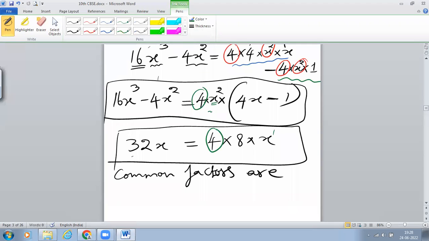The meaning of x square is nothing but x into x. x power 1 is simply only 1x. Now we have 1x common in both the expressions. Therefore, the common factors are 4 and x. This is the answer. Is it easy to understand? Okay, please write down: therefore, the common factors are 4 and x.